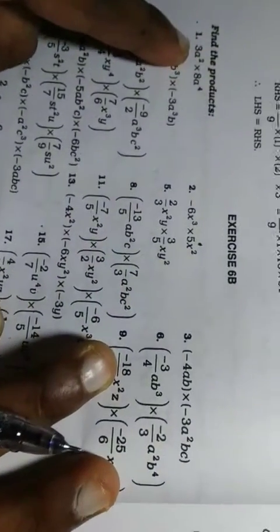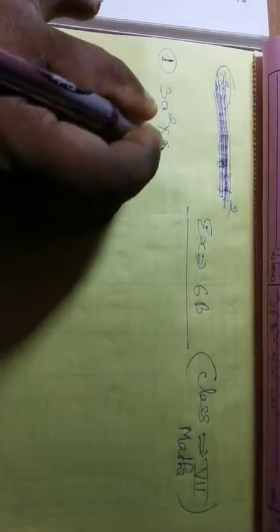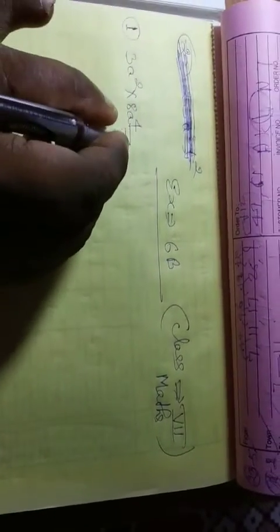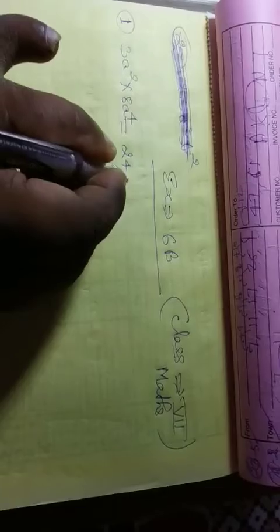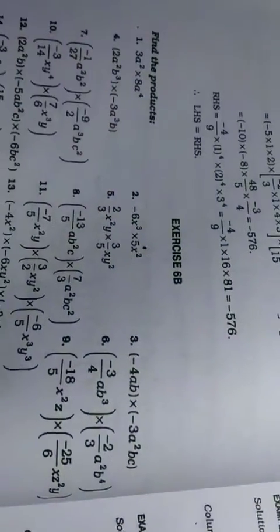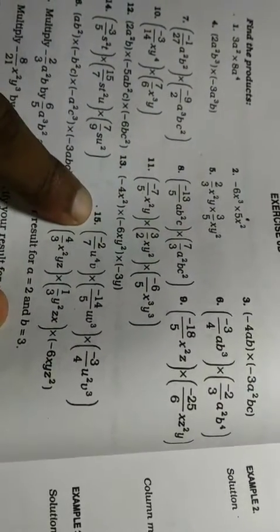Students, exercise 6b. Find the product of 3a square into 8a to the power 4. Solution: 3 into 8 is 24, and a to the power 2 and 4 gives a to the power 6. Answer. Now students, questions 2 to 14 you can solve by yourself, and for question 15 just see here.